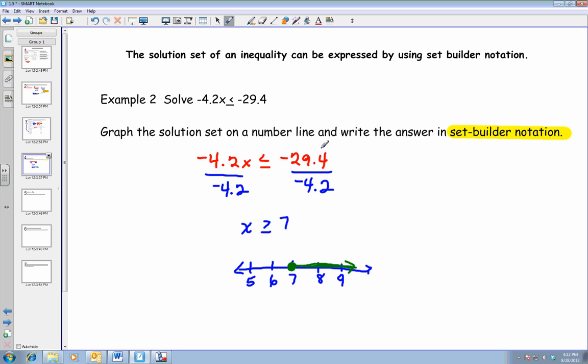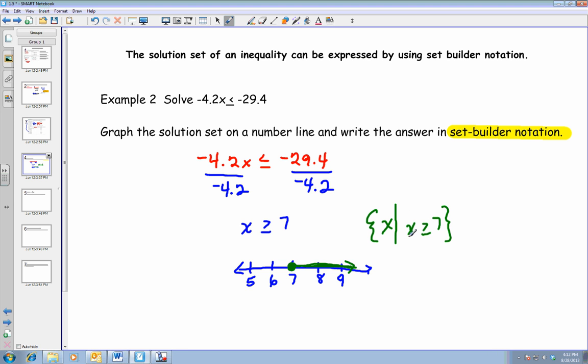So now let's write our answer in set builder notation. When I write my answer in set builder notation, it looks like this. It's going to be bracket, and then you're going to use your variable that was in your problem, x, and then you're going to draw this straight vertical line. And I'm going to read it out loud after I write it. And then x is greater than or equal to 7. So this is how it's read. This is read the set of all numbers x such that x is greater than or equal to 7.